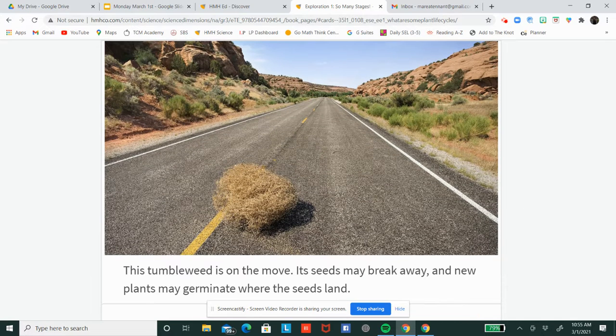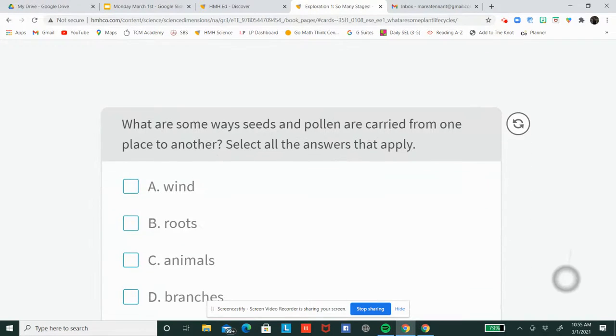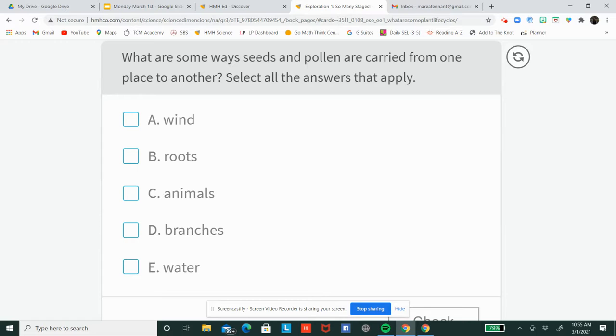And then we got a picture of a tumbleweed. And it says, this tumbleweed is on the move. Its seeds may break away and new plants may germinate when the new seeds land. So we'll do the one question on the top, question 4 on page 189, then we'll stop here. It says, what are some ways that the seeds and pollen are carried from one place to another? It says, select all that apply. So let's talk through these together.